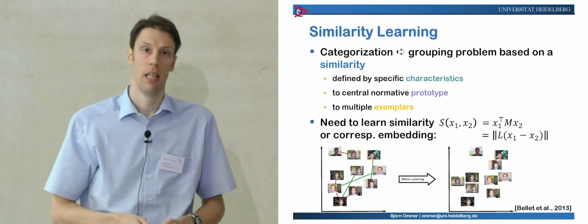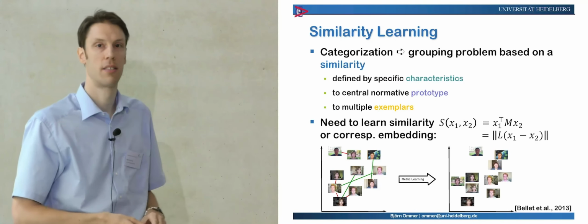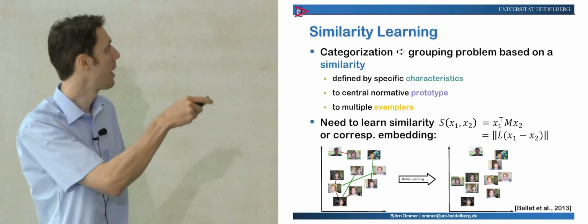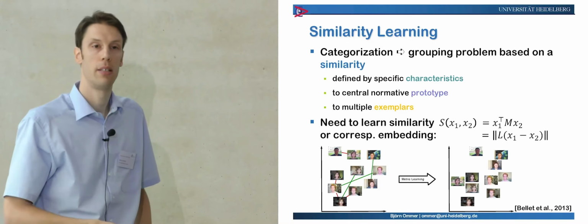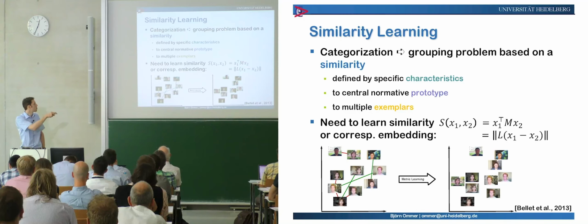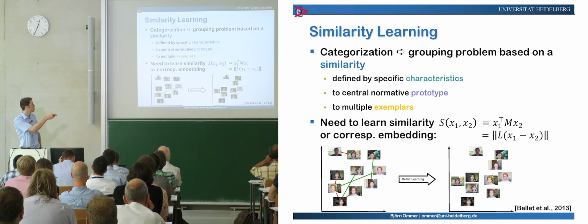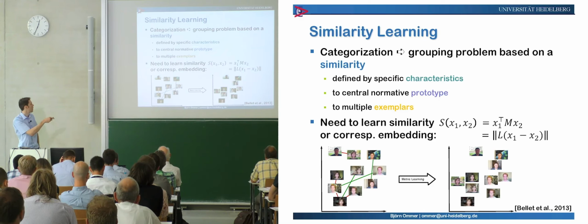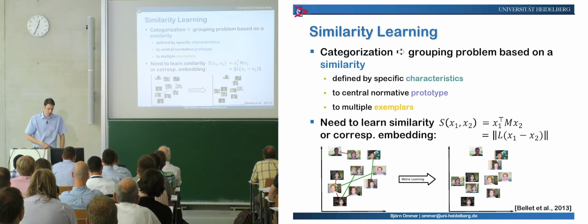And it turns out that for a lot of important tasks that we, for instance, have in computer vision and machine learning, such as categorization, object classification, you can formulate them in a way that they become a simple grouping problem based on some sort of similarity. And the problem is then obviously just deferred. You need to learn similarities. Similarities which in the top approach, the rule-based approach, would be defined on predefined characteristics based on a central normative prototype in prototype theory, or based on a lot of individual exemplars.